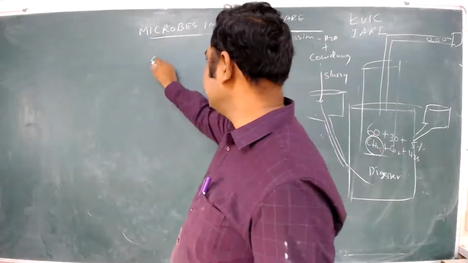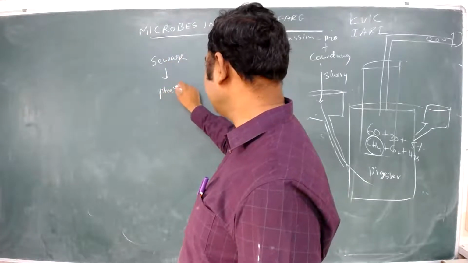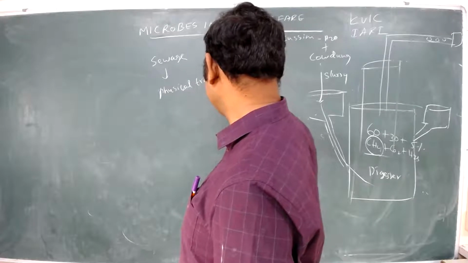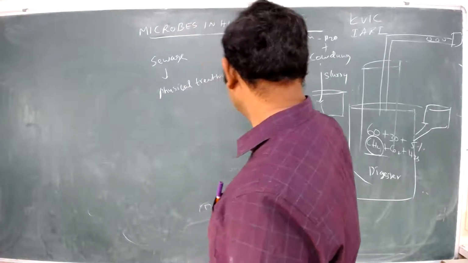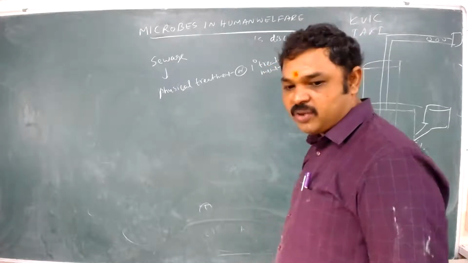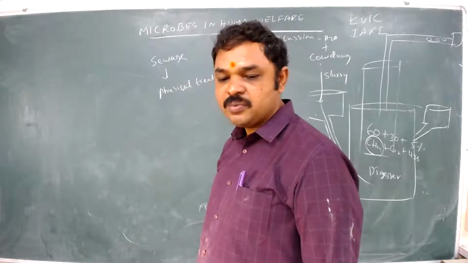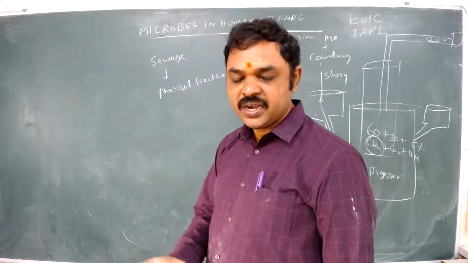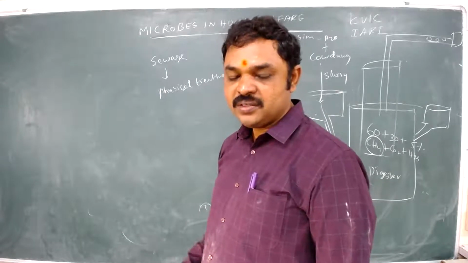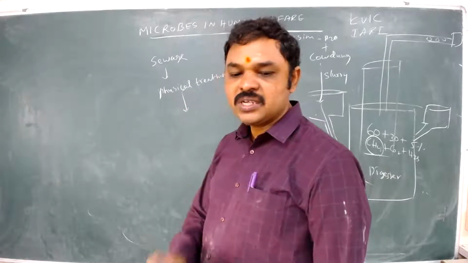Here, this is sewage. Sewage undergoes first which treatment? Physical treatment. Physical treatment is also called primary treatment. In this physical treatment, what is removed? Floating debris, grit, and some solid wastes can be removed. But in this primary treatment, how is it done? By means of a process.